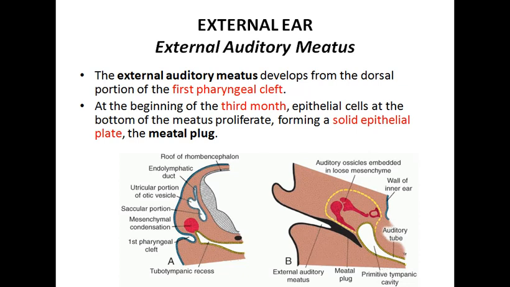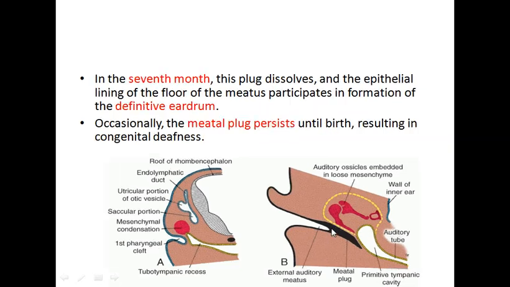Then the external auditory meatus develops from the dorsal portion of the first pharyngeal cleft. We can see over here, this is the first pharyngeal cleft, and it is going dorsally deep inside, okay. So this is forming our external auditory meatus. At the beginning of the third month, epithelial cells at the bottom of the meatus proliferate, forming a solid epithelial plug known as the meatal plug, okay. This meatal plug remains.